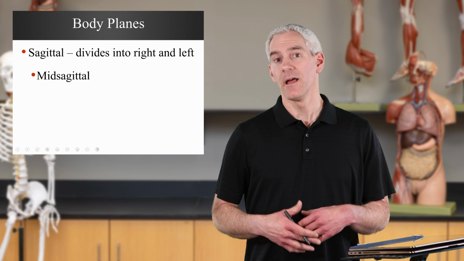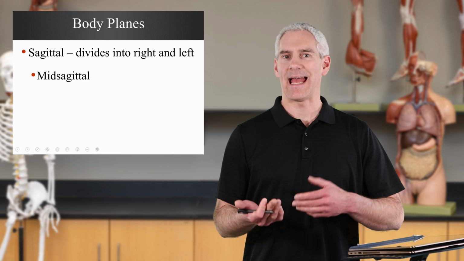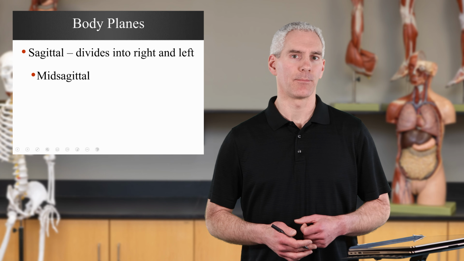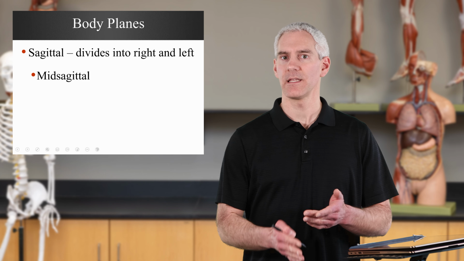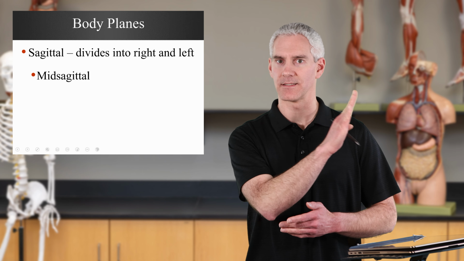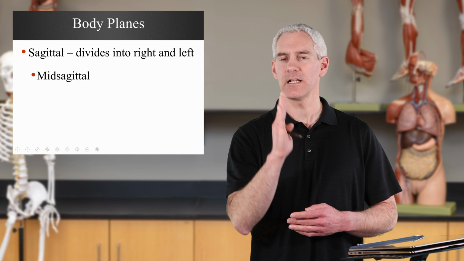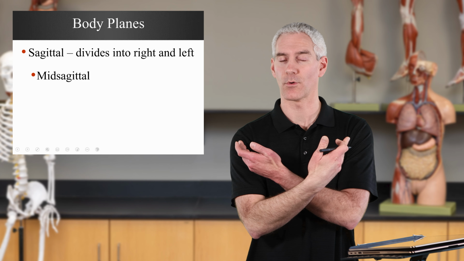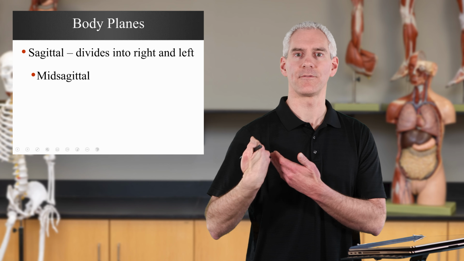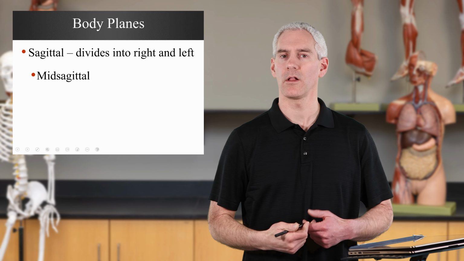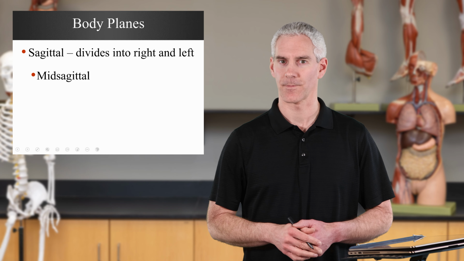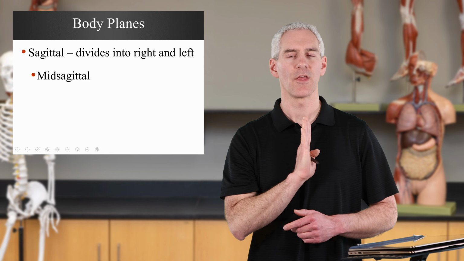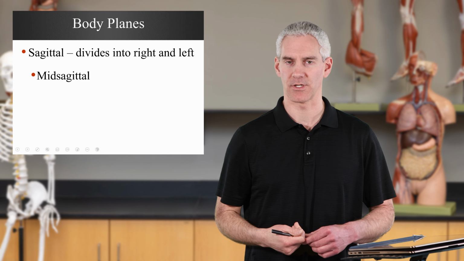Body planes. The body can be divided in different axes depending on what you're looking for. The first one is known as the sagittal plane. The sagittal plane is going to separate right and left sides. You have infinite amounts of sagittal cuts because as long as there's a right portion and a left portion, it doesn't matter if it's the middle, offset, either way, they're all referred to as sagittal planes. But if you go right down the very midline, that's referred to as mid-sagittal.